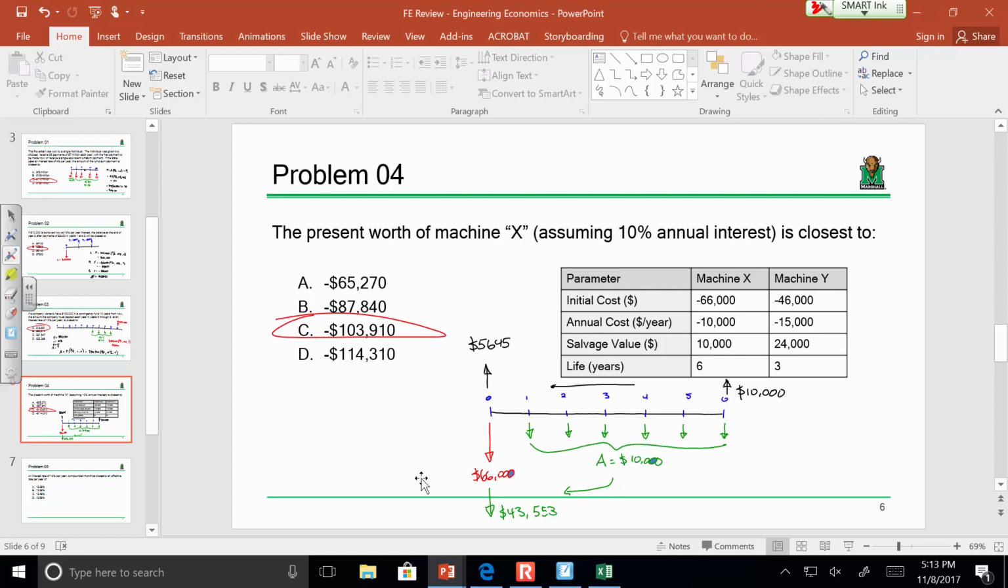But if we're trying to pick a machine, when we get machine Y present, we just multiply that by 2 to compare. No.